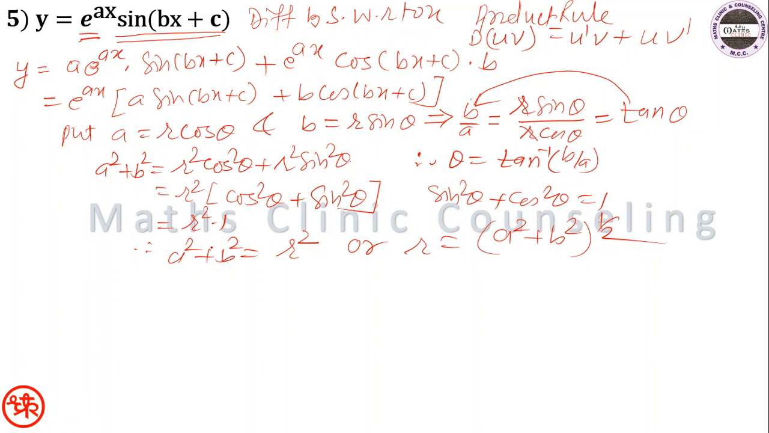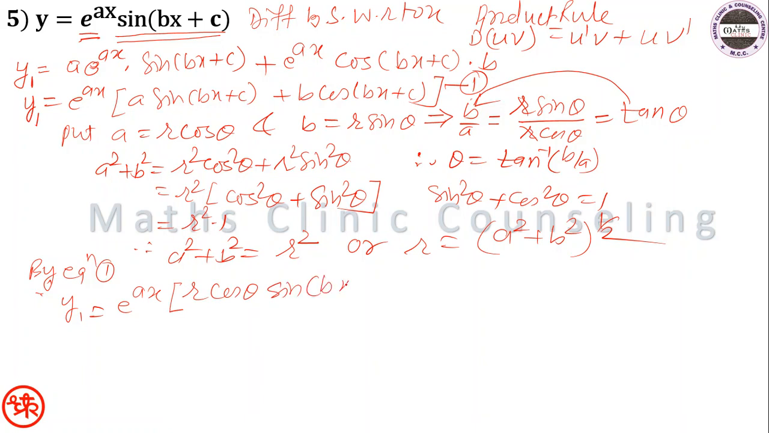Is that clear? So y1 क्या होगा? This is y1. Okay. So therefore this is equation 1. So by equation 1, y1 is equal to e to the power ax into a की वैल्यू क्या है? r cos theta sin of bx plus c, बराबर है, प्लस b की वैल्यू क्या है? r sin theta into cos of bx plus c.